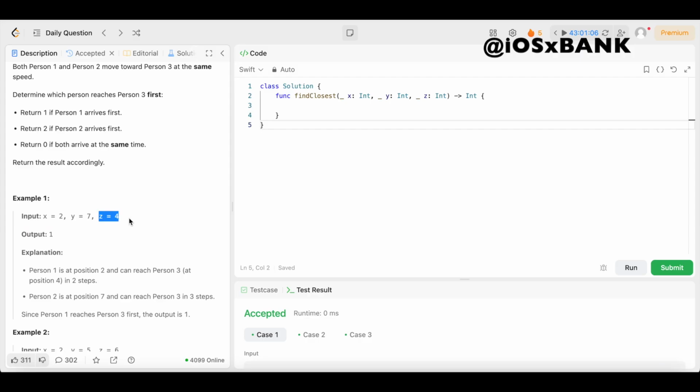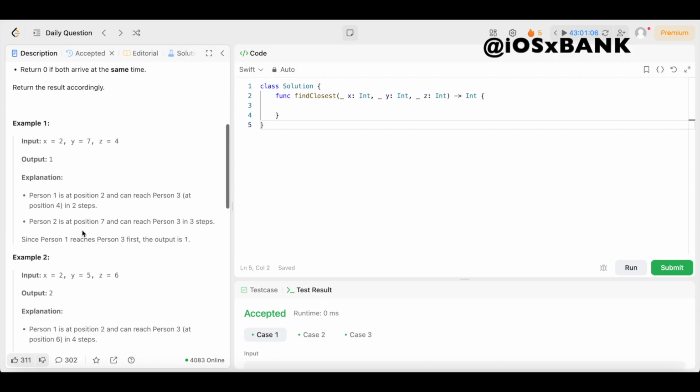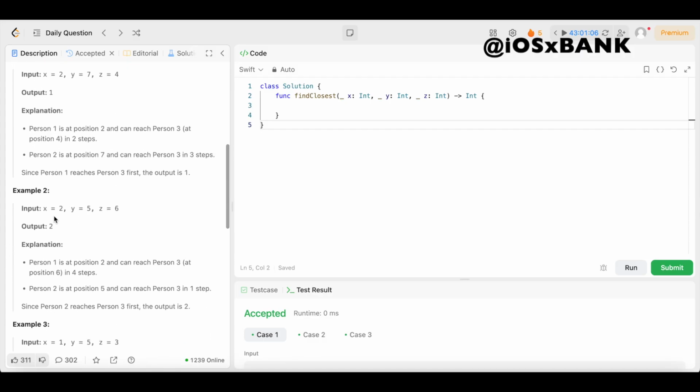So all we're really doing is getting the absolute value of z minus y or z minus x, and we're seeing which one is smaller. So let's take a look at example 2. In example 2, we have our input x equals 2, y equals 5, z equals 6. This time the output is 2.